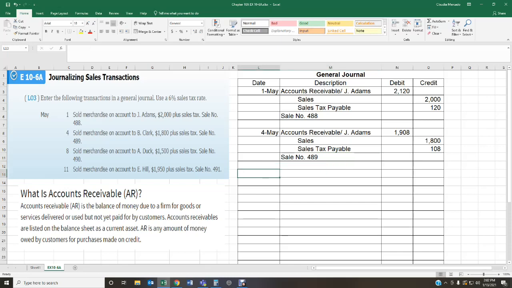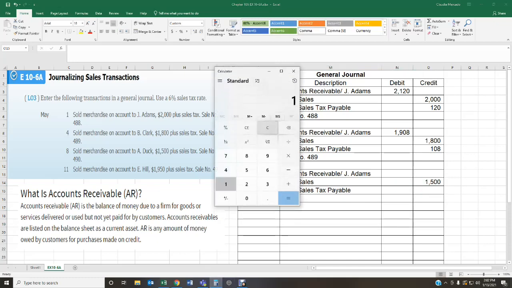On the 8th, we sold merchandise on account to A. Duck for $1,500 plus tax. This is cell 490. So once again, we have those three accounts being affected. I just copy and paste because that never changes. Now, the amount of my sale for the 8th was $1,500, and then I have to collect the taxes as well. So we have $1,500 and my tax rate is 6%. That gives me $90 in taxes.